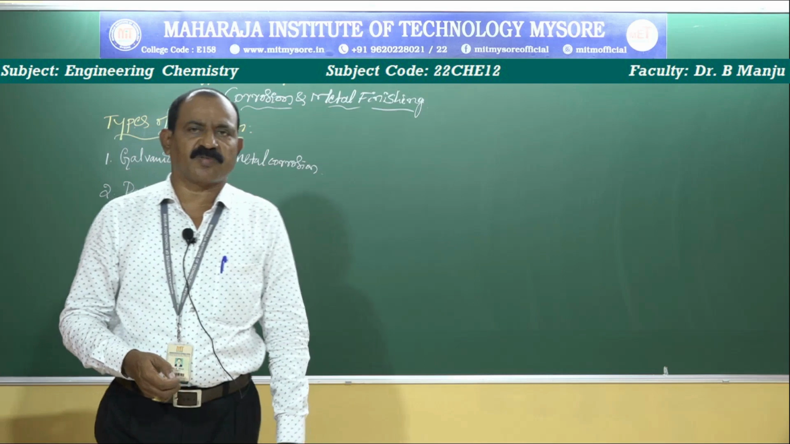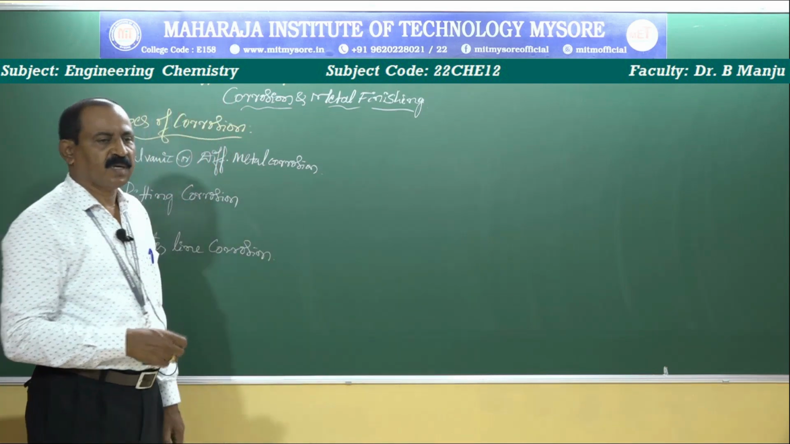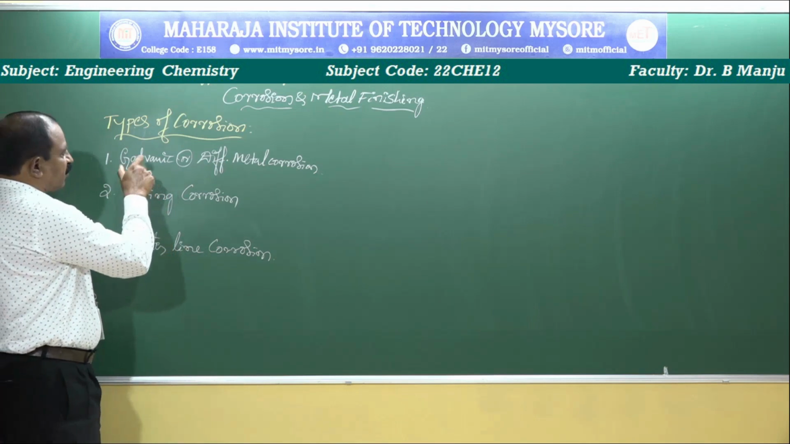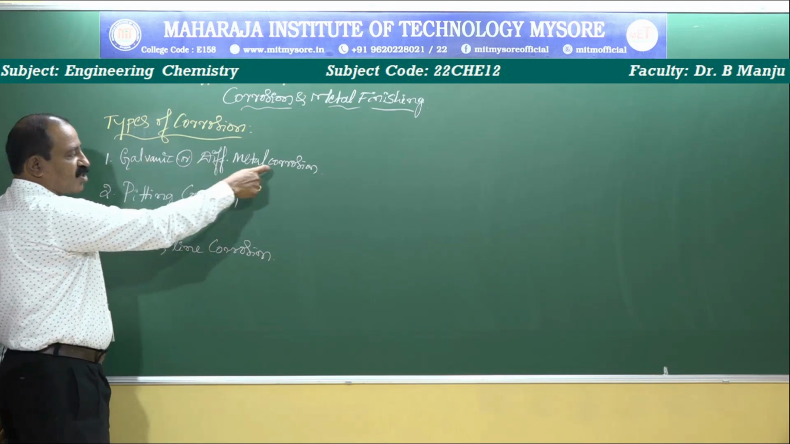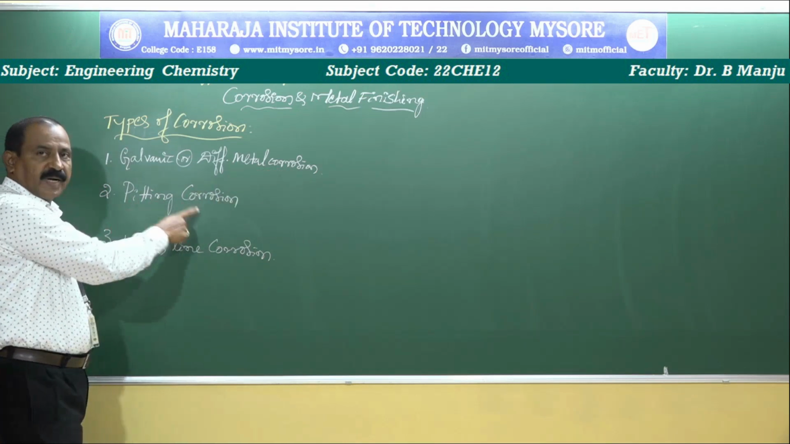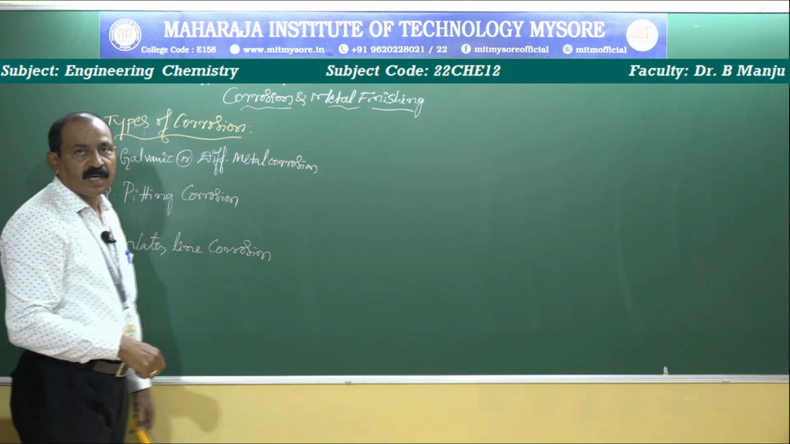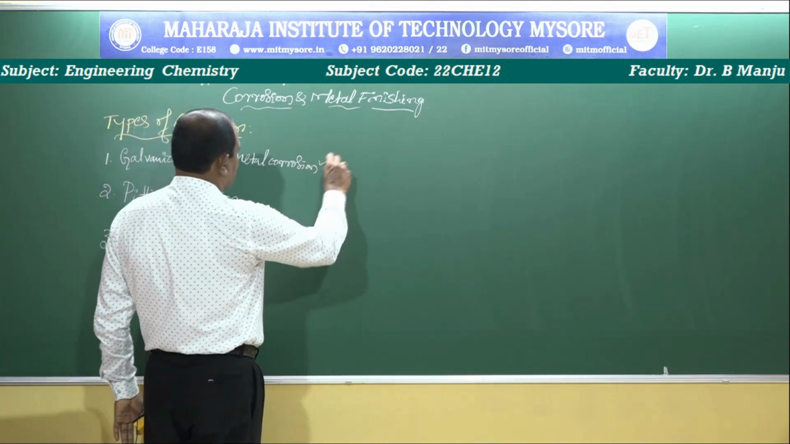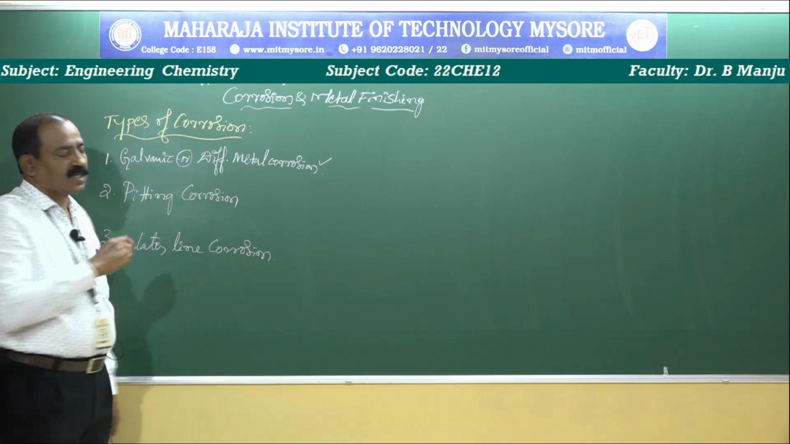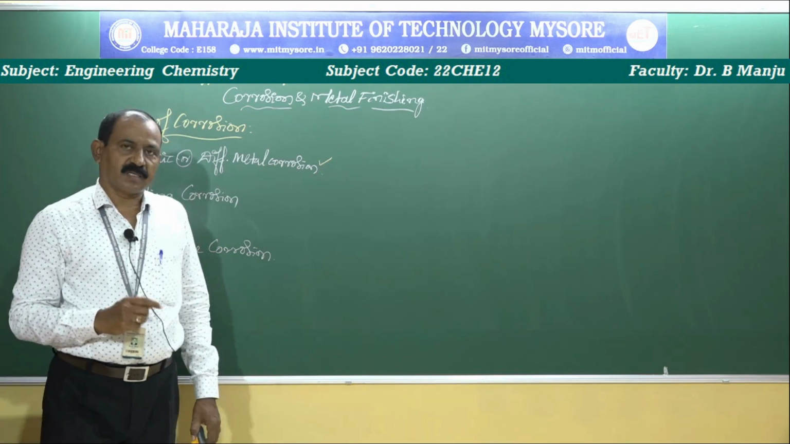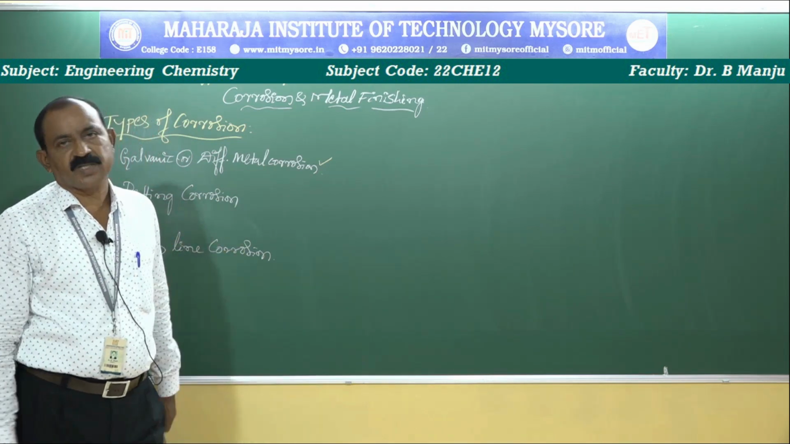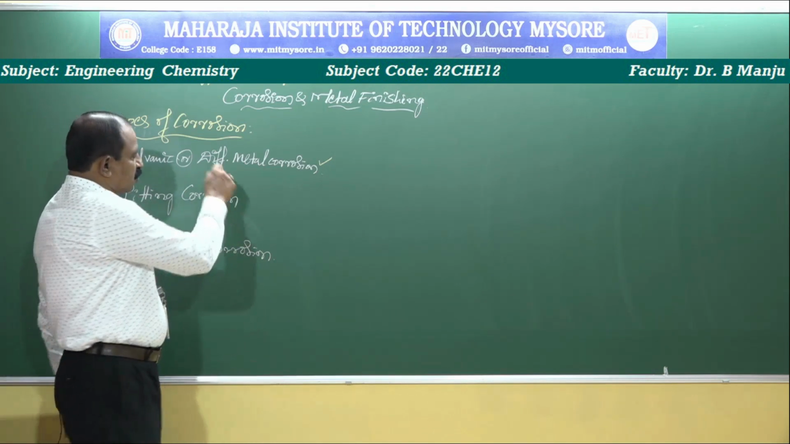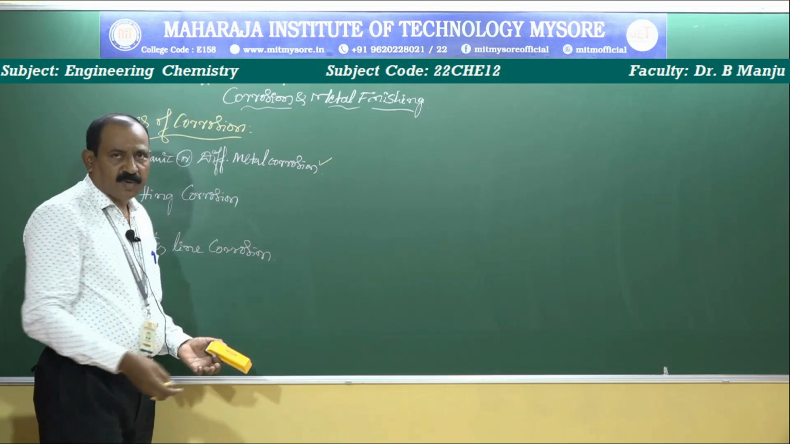Likewise, there are many types of corrosion that can be classified, out of which I am going to discuss three important types today: first, galvanic or differential metal corrosion; second, pitting corrosion; third, waterline corrosion. Take up the first one, galvanic or differential metal corrosion. The name itself says that two different metals are considered, and one of the metals undergoes corrosion.